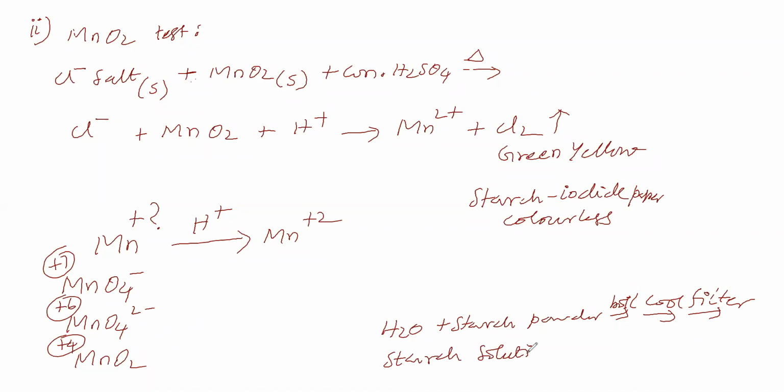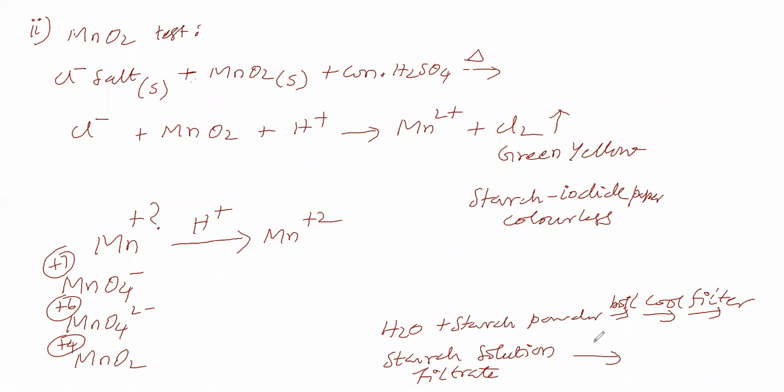So how are you preparing starch solution? Starch powder you are taking, to this you are adding water and making it into a paste. Then add further water. The starch powder dissolves in water and becomes a solution. Now it is boiled, cooled and filtered. The filtrate is called a starch solution.